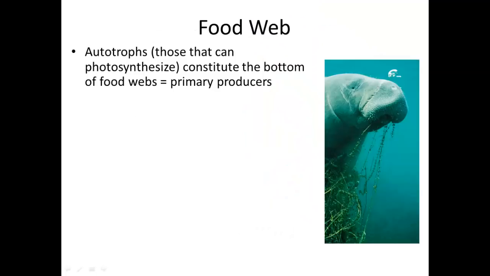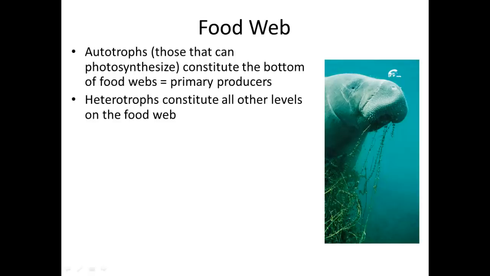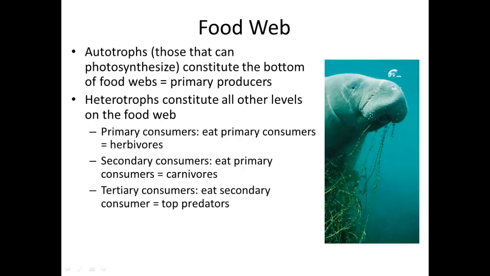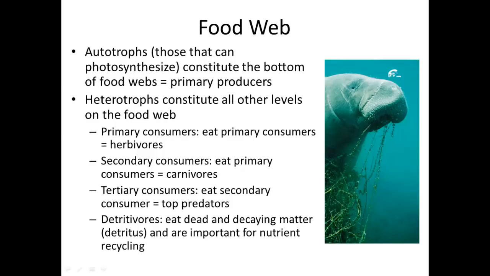Autotrophs still, however, are on the base or on the bottom of the food webs. They are the primary producers. Heterotrophs then are every level above that. So primary consumers eat primary producers, and they are those herbivores. Secondary consumers eat primary consumers. Those are carnivores. Tertiary consumers eat secondary consumers. These are top predators. And then you also have detritivores, which eat dead and decaying matter. And they're important for nutrient recycling and are sometimes exhibited on food webs as well.